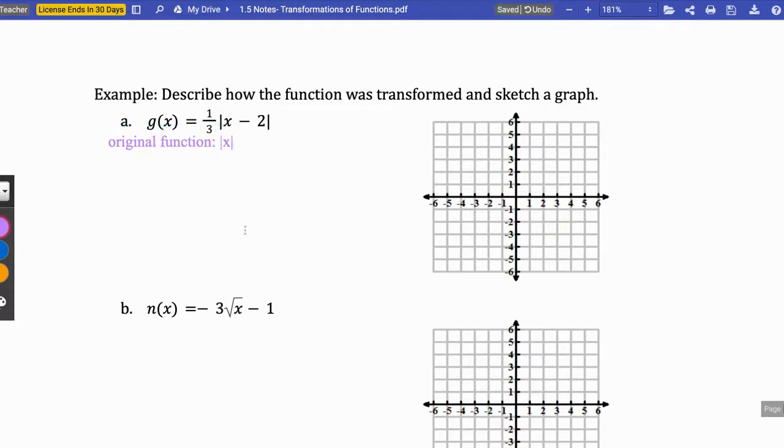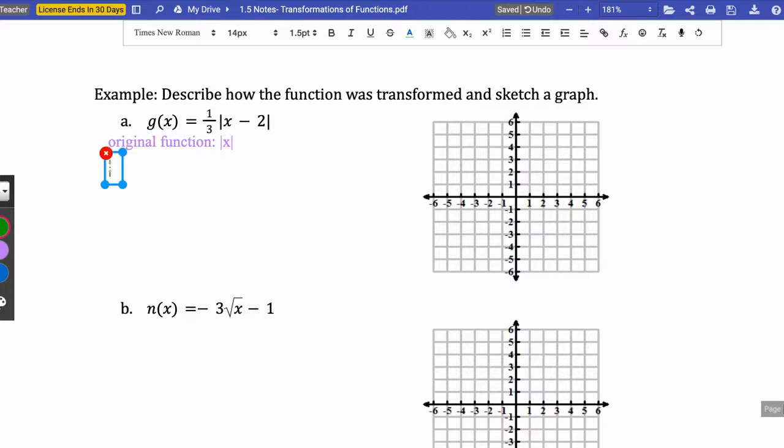Okay, so now that I know what the original function is, I can identify the different transformations. Looking from left to right, I'm going to start with this 1/3. Well, the 1/3 is on the outside of the original function, which means that it would be a vertical stretch or a vertical compression. Since 1/3 is less than 1, that tells me it's a vertical compression. So the 1/3 represents a vertical compression by 1/3.